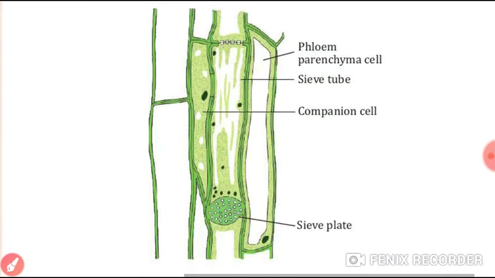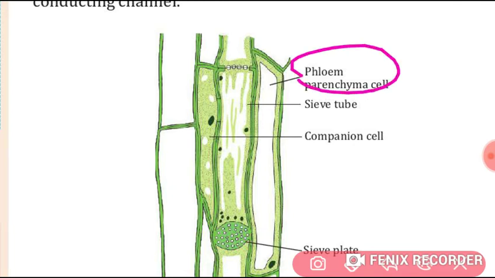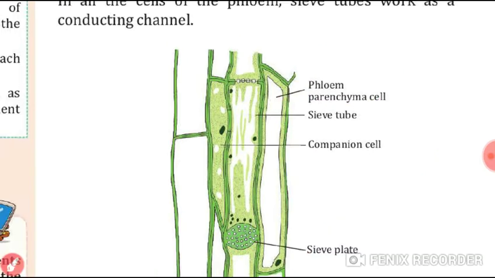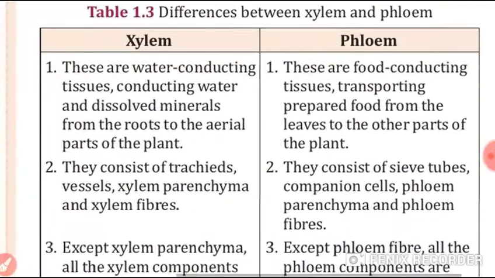Okay, I will show you in the diagram. Just have a look at this diagram. This is phloem parenchyma cell. This is sieve tube. Just near it are companion cells, and here it is the sieve plate. Now, students, let us discuss some differences between xylem and phloem.